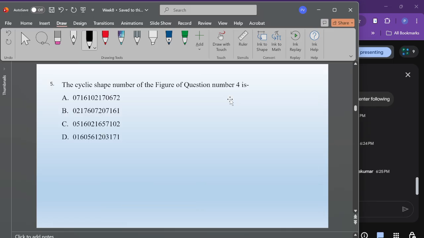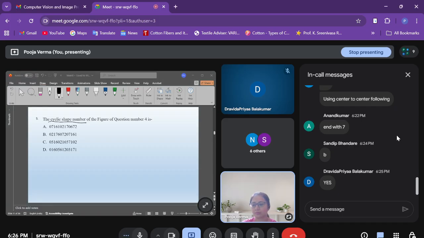Okay, so now move to our next question. The next question is: the cyclic shape number for the given figure of question 4 is. So now they are asking what is the cyclic shape number for the previous figure given in question 4. How can we find the cyclic shape number? Anyone any idea how to find the cyclic shape number?